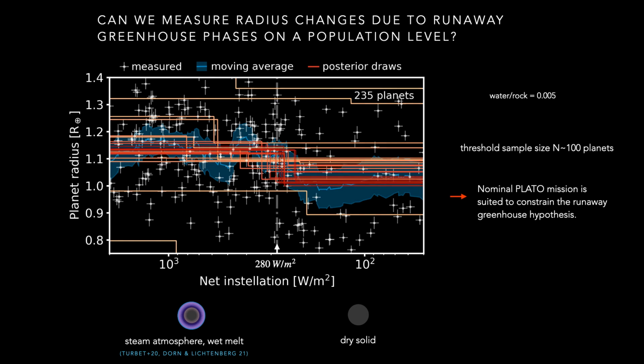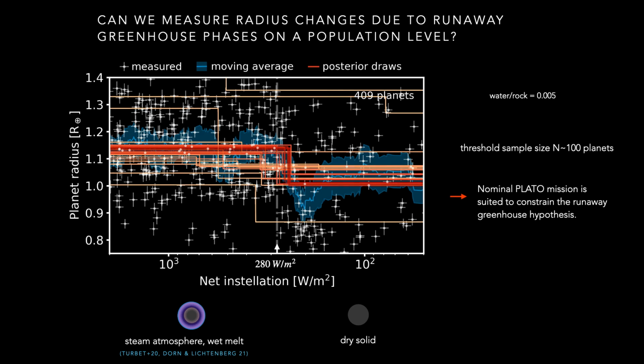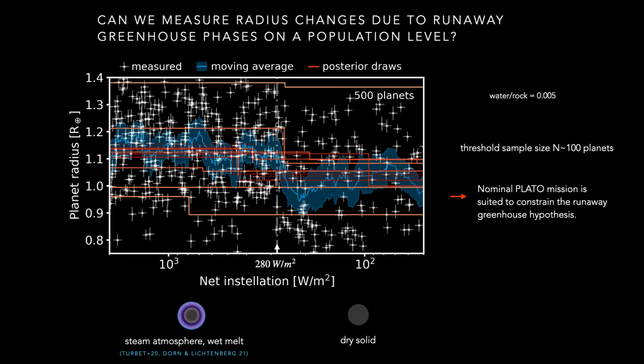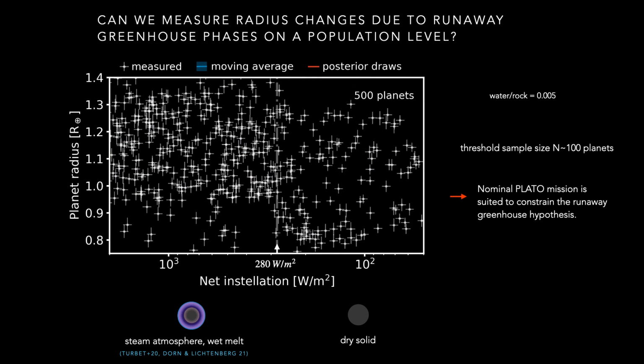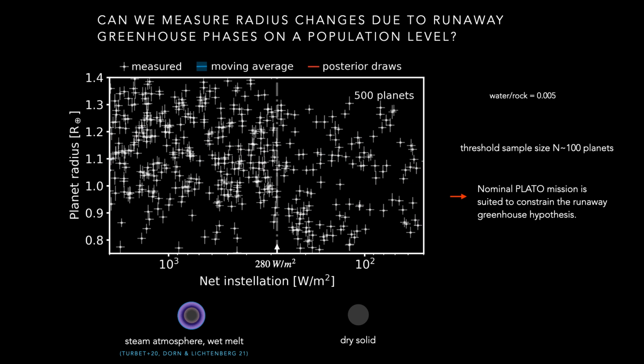We found that a threshold sample size of around 100 planets will be required for a robust test, and that the precision and survey strategy of the upcoming PLATO transit survey are well suited to test the runaway greenhouse hypothesis, potentially providing the first empirical evidence of the habitable zone concept.